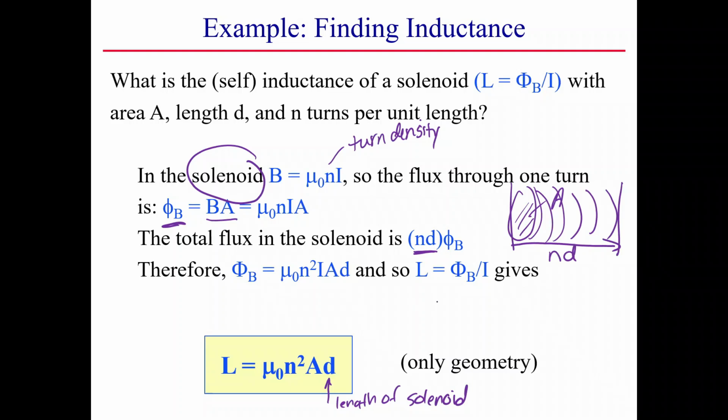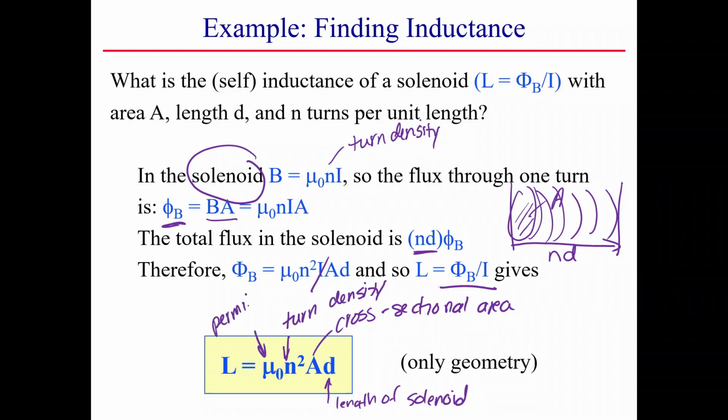Then to get inductance, you divide the flux by I, so that basically cancels out the current I, which makes sense because it's dependent only on the physical shape. So this is the cross-sectional area. This is the turn density. And this is our permeability of free space.